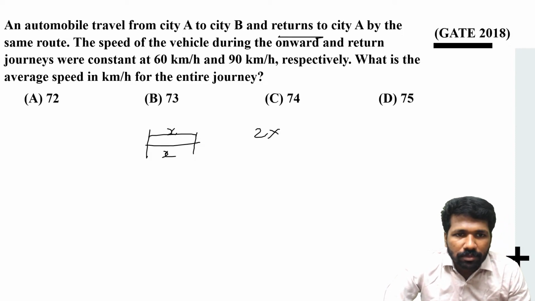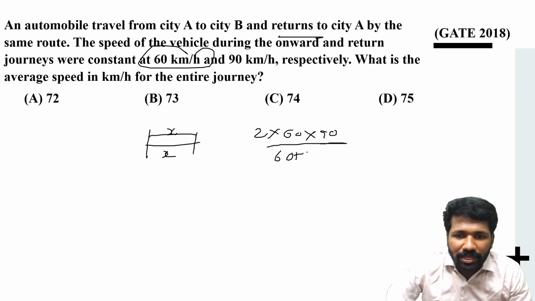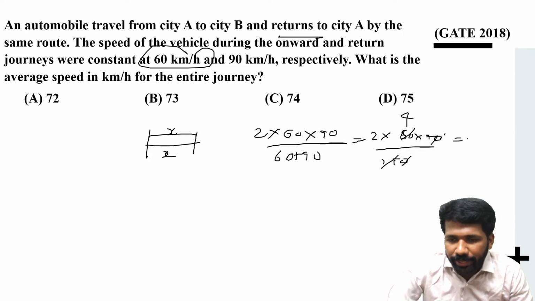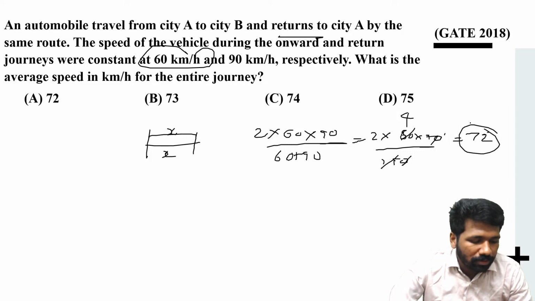So 2 times first speed 60 into second speed 90 divided by 60 plus 90, that is 2 times 60 into 90 divided by 150. Cancelling 0, you will get 60, and 15 cancels 4. 2 into 4 into 9 is 72, so 72 is the answer.